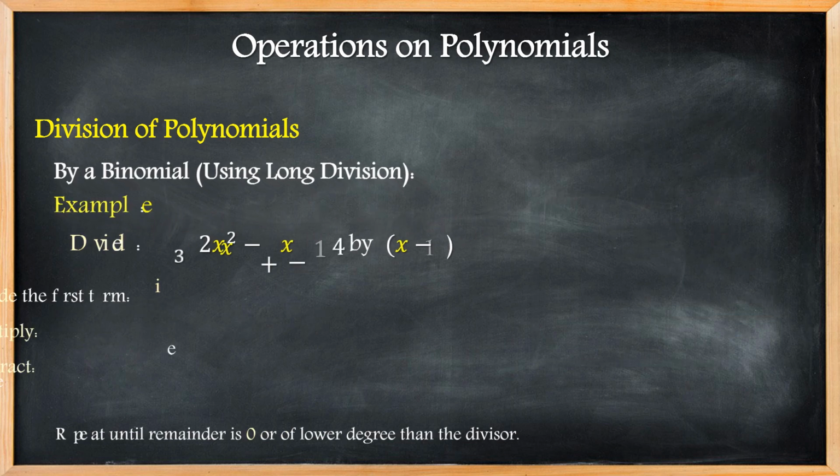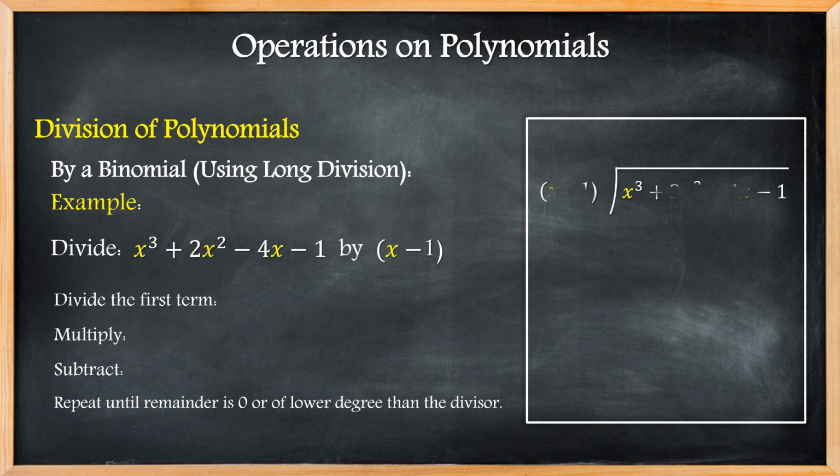Now let's try a slightly more complex example. We'll divide x cubed plus 2x squared minus 4x minus 1 by x minus 1. We'll follow the same steps as before. Step 1. Divide the first term. Divide x cubed by x to get x squared. This x squared is the first term of our quotient.